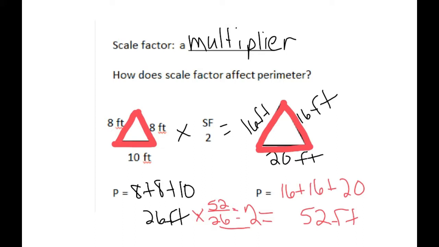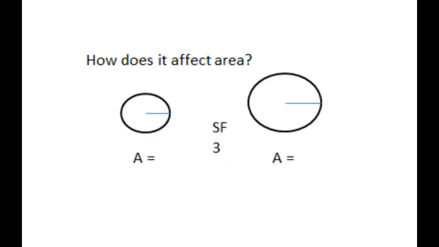I want you to note that the scale factor between the lengths of the triangles and the scale factor between the perimeters of the two triangles is the same. They both have a scale factor of 2.